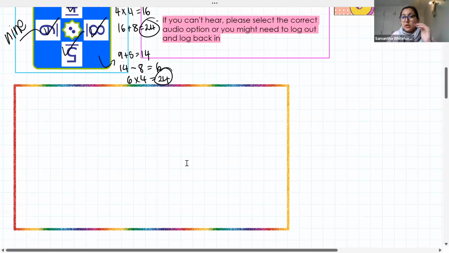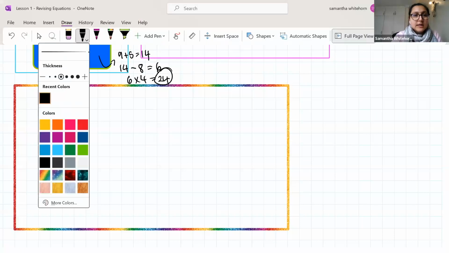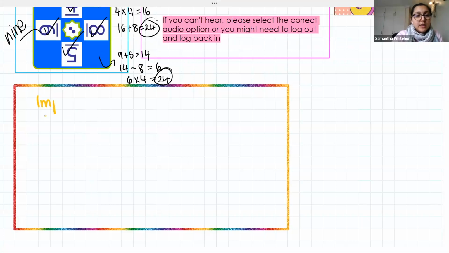What we're doing today is looking at equations. We're going to have a look at how to solve equations. This block is a little bit big. I clearly got a bit excited here. But basically what we need to remind ourselves of are some important rules when it comes to solving equations.